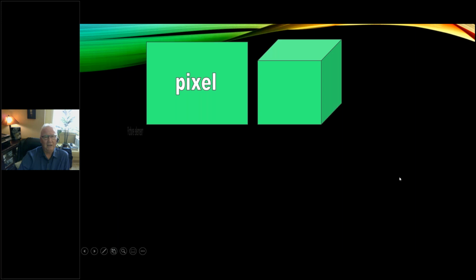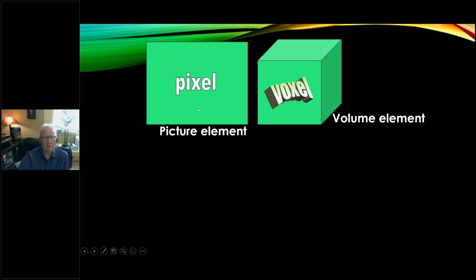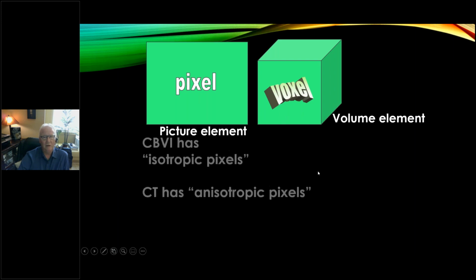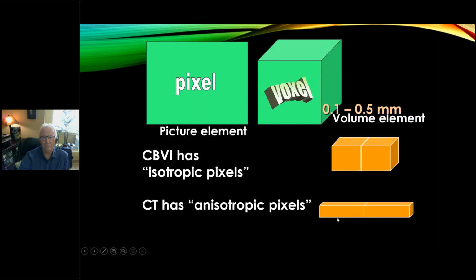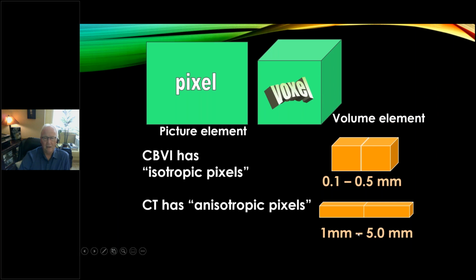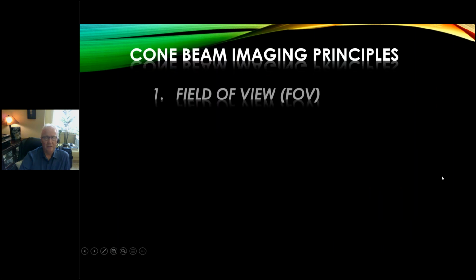So, okay, we were talking about pixels in your 2D imaging, grayscale little rectangles. Voxels are isotropic pixels. They're basically cubes, small little cubes. And they can range from 0.1 or even sub 0.1 to a half a millimeter. With CT, the thinnest slice is about a millimeter. You can get a 0.5 in between in the software, but we actually get much higher detail and resolution.